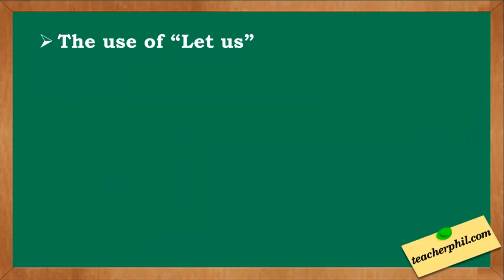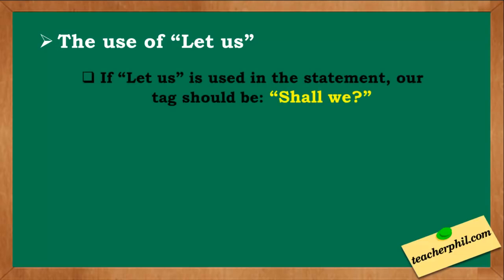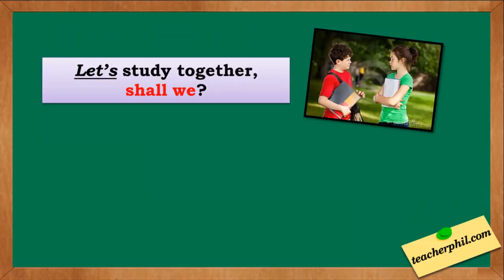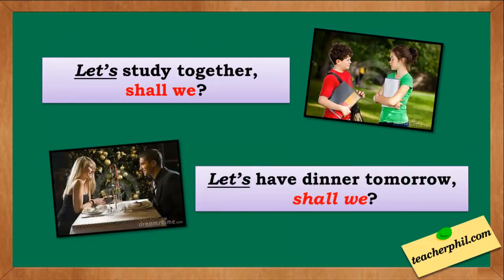The third rule is with the use of let us or let's. If let us is used in the statement, our tag should be shall we. Example, let's go to the library after class, shall we? Let us or let's as contracted is a form of suggesting something. That's why we use the tag shall we as a way of asking if the person agrees with you. Second example, let's study together, shall we? Another one, let's have dinner tomorrow, shall we?